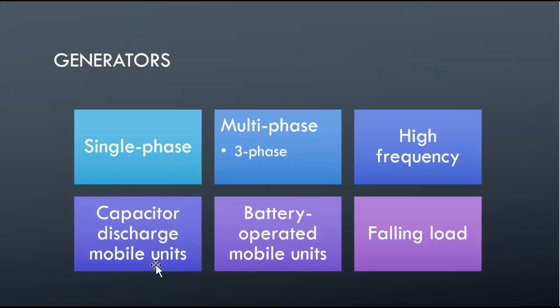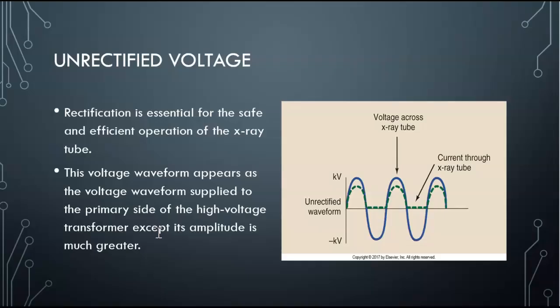All right, so generators. There's single phase, there's multi-phase, three-phase, and there's high frequency. For three phase, there's 6 pulse, there's 12 pulse, there's different multi-phase. They talk about three phase a lot. There's also a capacitor discharge, and we use those in our mobile units. We have battery operated mobile units, and we have falling load generators. Those are all different generator types, and we're going to talk about each one.